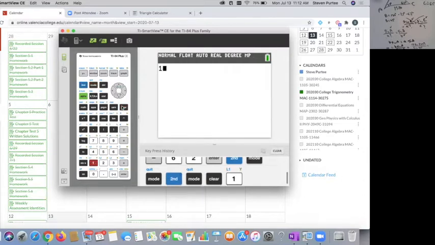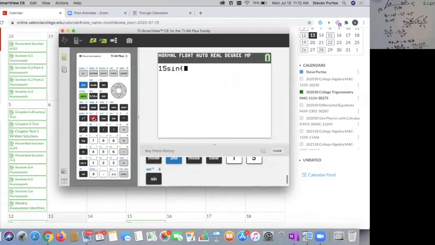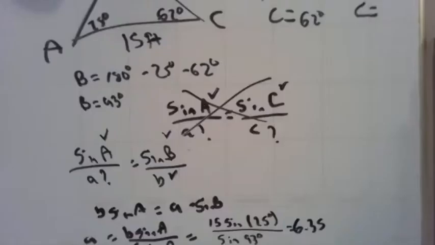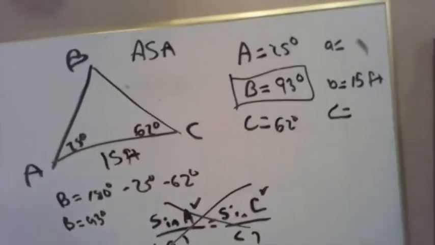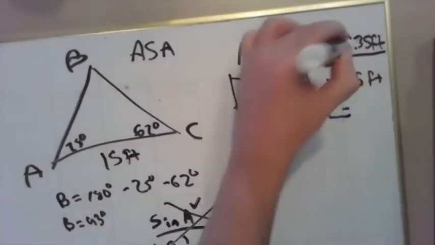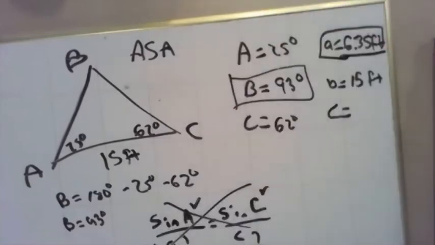So what did I have? 15 sine of 25. I need to close that parenthesis. Divided by sine of 93. 6.35. We're going to round these to 2 decimal places. Units here, all my lengths are in feet, so this will be in feet. I'm going to immediately put that in my table before I forget. 6.35 feet. I found that, so let's circle it.